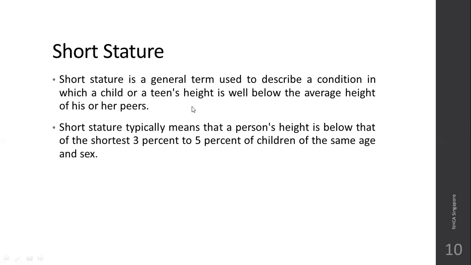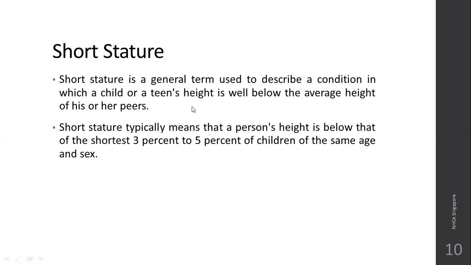So for example, if 60% or 70% of the children are in a particular height category, and a certain 5% of children have a height at least 3 to 5% less than their normal peers, then we call them short stature.